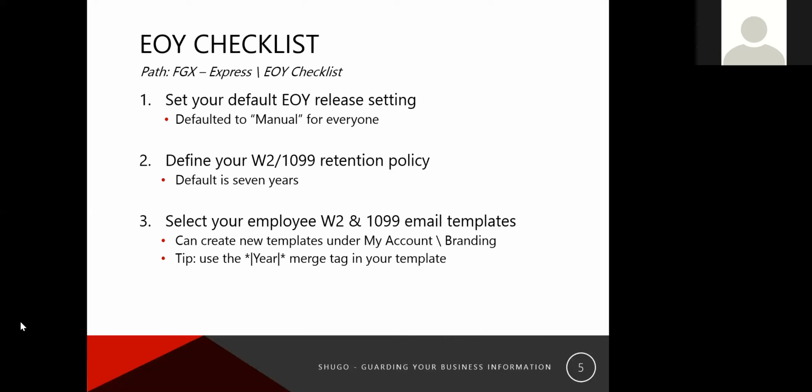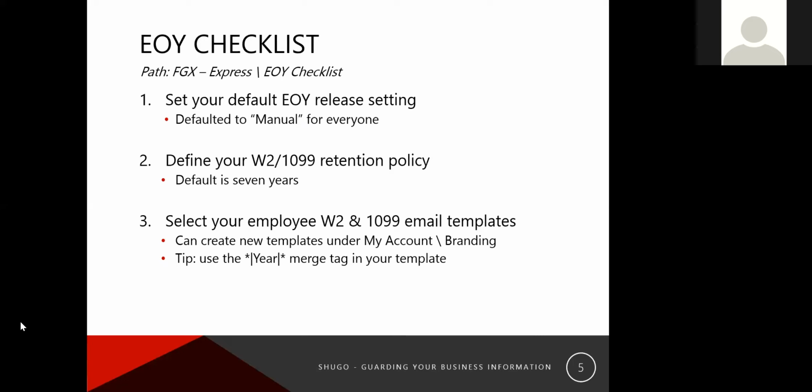The second thing to look at is your retention policy. When you go through initial training with us and Alyssa, we talk about retention policies, how long documents will stay available in our platform. We have a specific retention policy for W-2s and 1099s. You can go in there and tweak it if you want. The default is 7 years. Most people don't change it off of that, and that's why it's the default.